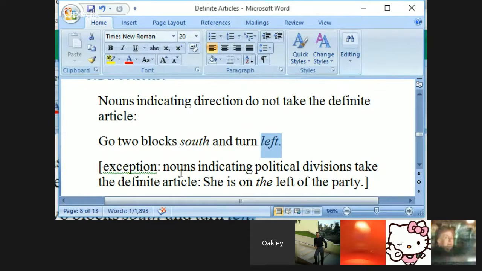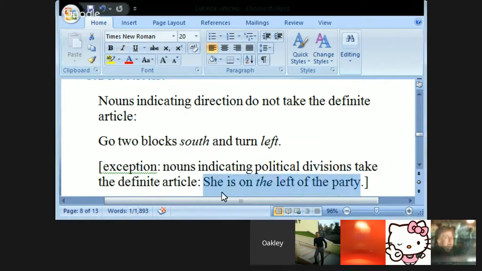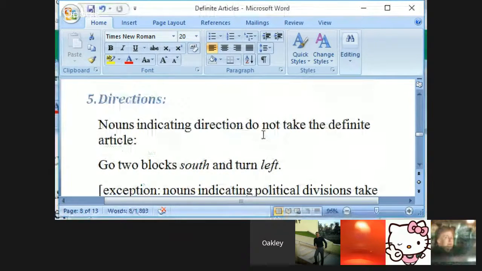Weird exception: when we're using "left" as the noun to indicate political divisions, we do use an article. She's on the left of the party. It's not about direction here. It's about political affiliation. Okay. This is a little bit of a tough one.